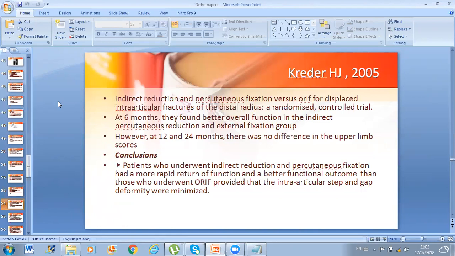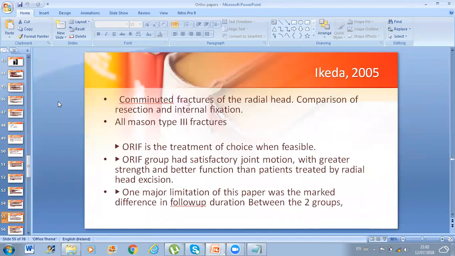This was a percutaneous fixation study by Kreder et al., 2005. He compared indirect reduction and percutaneous fixation versus ORIF for displaced intra-articular distal radius fractures. At 6 months, he found better upper limb function with indirect percutaneous reduction and external fixation. However, at 12 and 24 months, there was no difference in the upper limb scores. So you can do percutaneous or you can do open. You can put an external fixator unless you have reduced the intra-articular fragment in a perfect way.